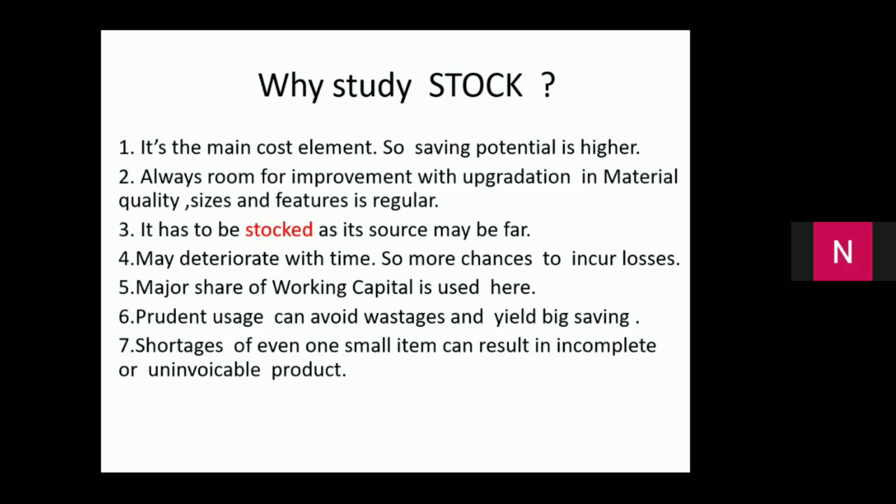Fifth reason why we need to study is because major share of the working capital is used here. In most industries, manufacturing especially, majority of the working capital need is to buy raw material. So you can reduce that requirement so that you spend less on your finance cost. Prudent usage of raw material can avoid wastages, and that can yield big saving.